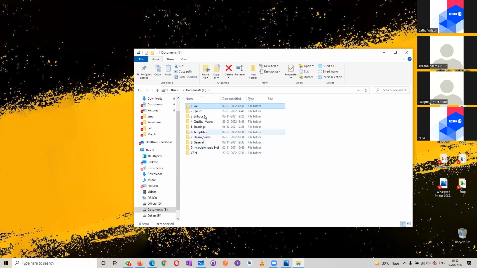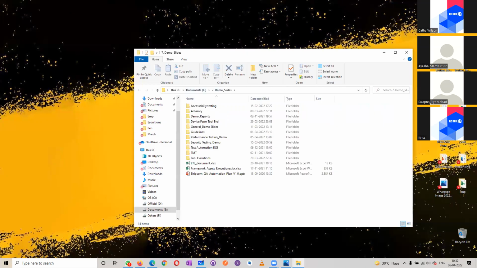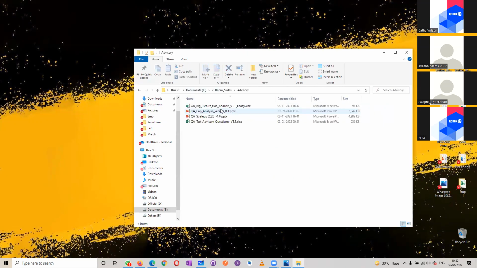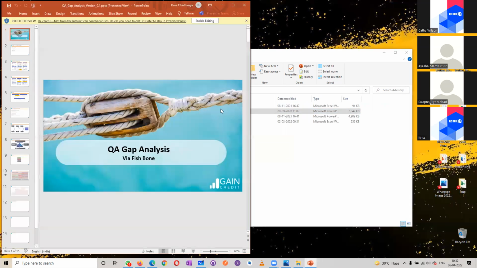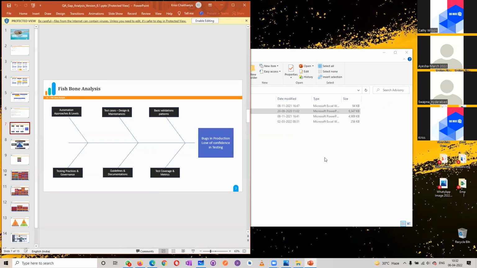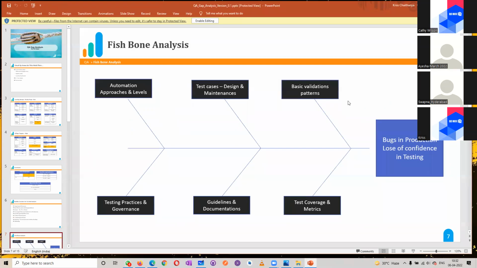Just give me 1 second. See, this is one of the root cause analyses which we wanted to do. Now this is only for your educational purpose. I'm opening and showing it. This is confidential information, but still, how we have done it in real time, if I show you, it would be much more useful for you. That's the reason I was trying to show it.